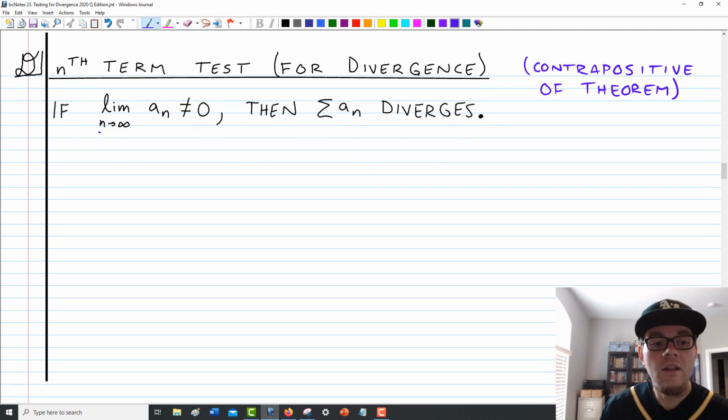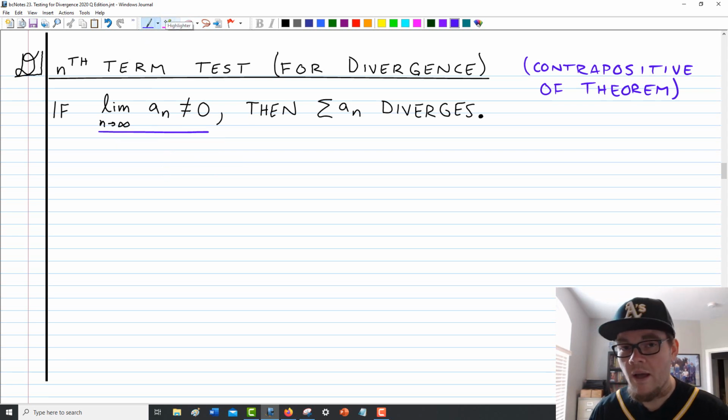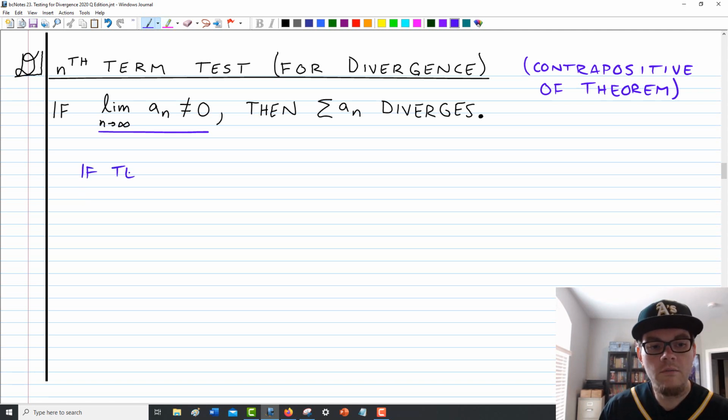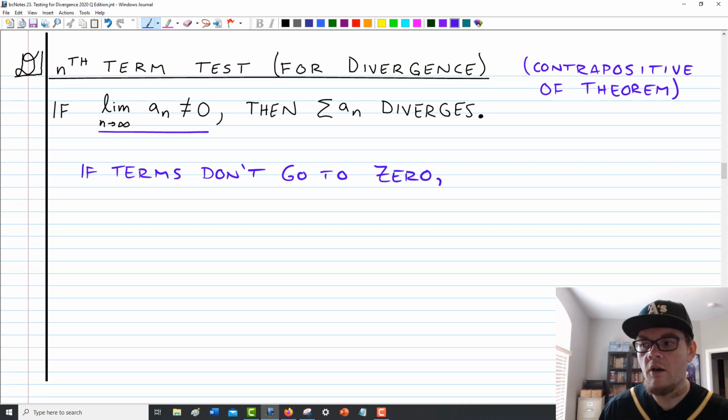It says, if the limit of the terms of the series, or sequence, however you want to think about it, does not equal 0, and that doesn't just mean infinity, by the way. That means it could equal 1/5 or 42, God forbid. Then the series diverges. So basically this is telling us that if the terms don't go to 0, the series diverges. And I will say right now that this makes sense to me, but it took a while for it to finally sink in.